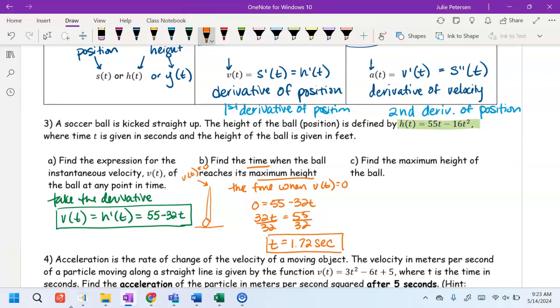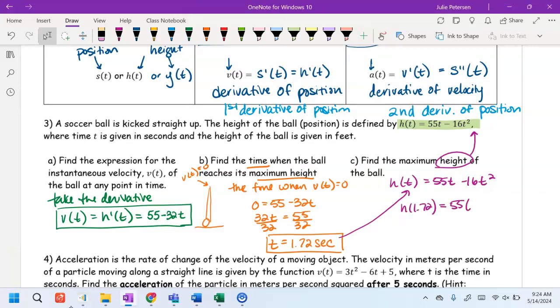The third question here, part C, says find the maximum height. So this time we're not trying to find a time anymore. We're finding a height. So if we're meant to find a height, then we should be using the function that represents height. So when we look at that function, h of t equals 55t minus 16t squared, we're going to plug in the time we just found, which was 1.72 seconds, and just solve, because that's going to tell us how high the ball is at that time.